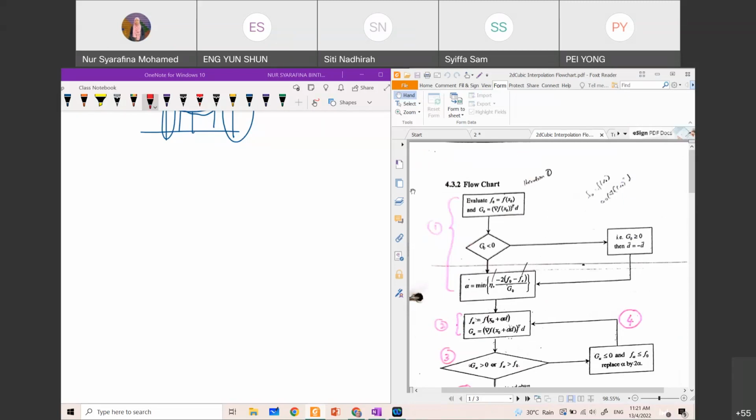Do you understand or not? I'm not sure you understand. Okay, guys? Yes, we have to do an example. Otherwise, you won't understand where these steps are applied.